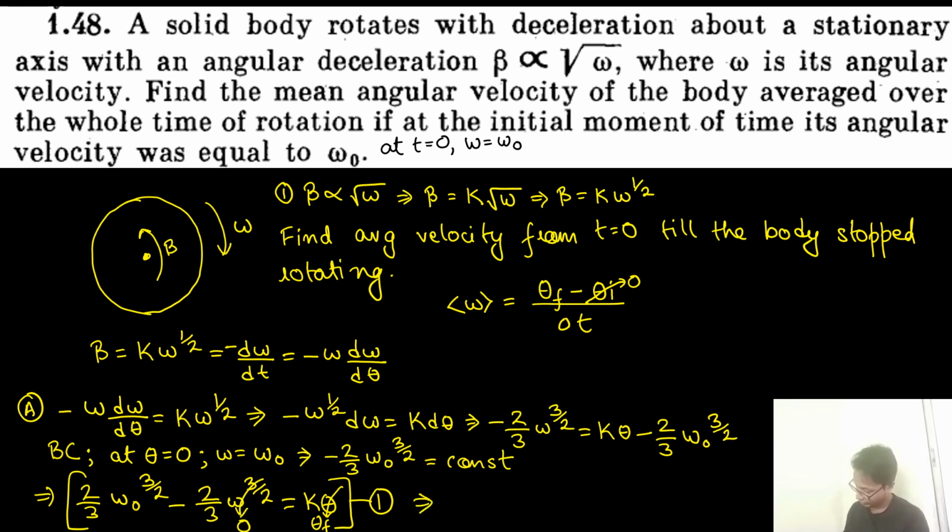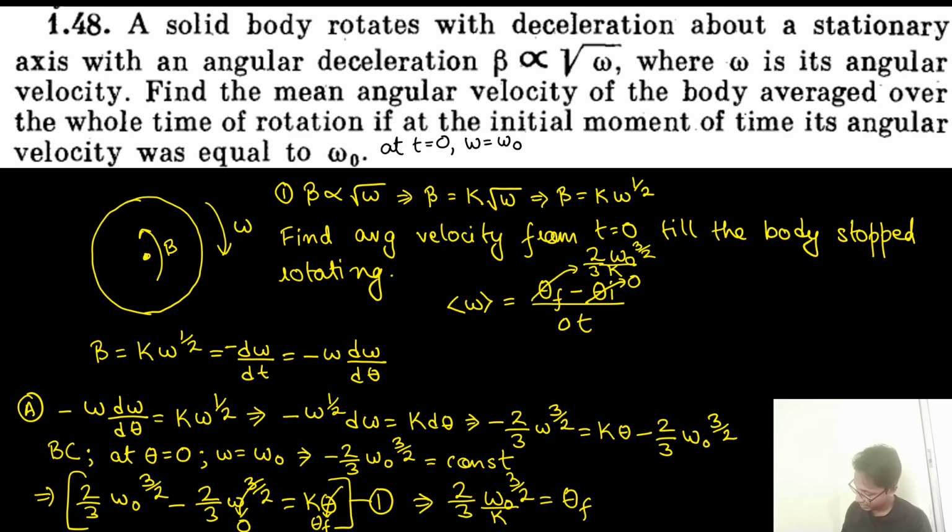So if I substitute in this equation, 2 by 3 omega naught to the power 3 by 2 is equal to k into theta final, or final angular position. Can I send this k to the left hand side? So divided by k. Out here theta final is nothing but 2 by 3 omega naught to the power 3 by 2 divided by k.